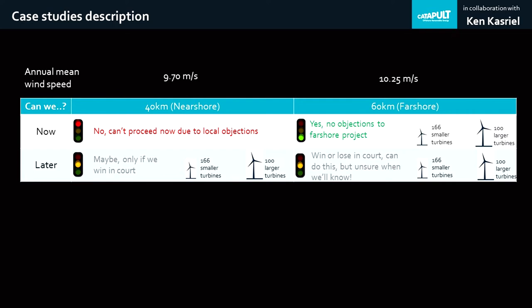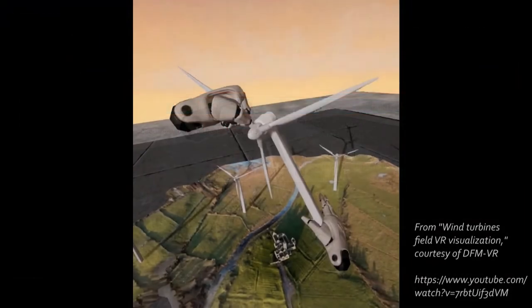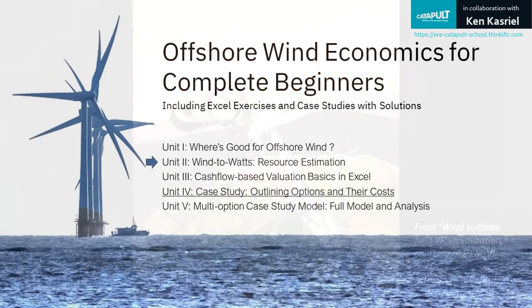The options vary in different ways. You're already prepared to process some of them. For example, the two possible sites within the same license area have different mean wind speeds. You'll already know how to quantify the impact on gross single turbine annual electricity production, or AEP, because, well, you've done it. These were the same mean wind speeds you used to pick the best turbines in Unit 2.